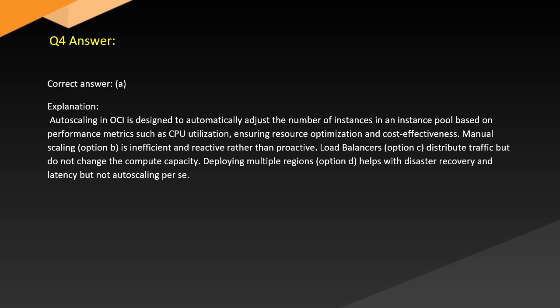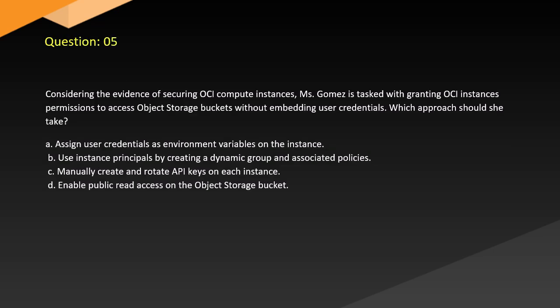Manual scaling, option B, is inefficient and reactive rather than proactive. Load balancers, option C, distribute traffic but do not change the compute capacity. Deploying multiple regions, option D, helps with disaster recovery and latency but not auto-scaling per se.